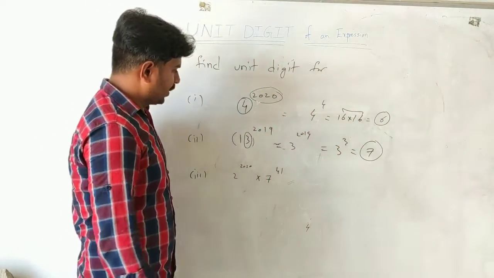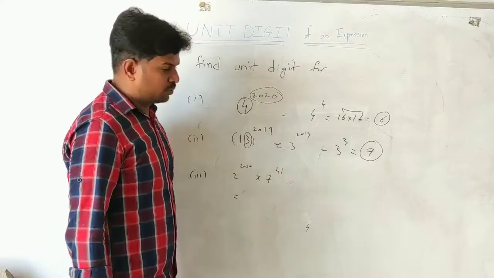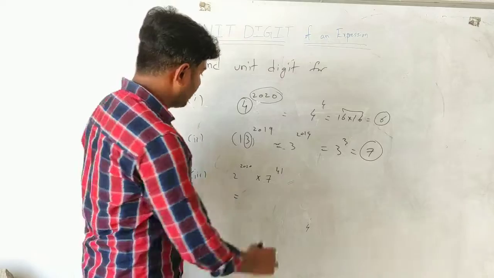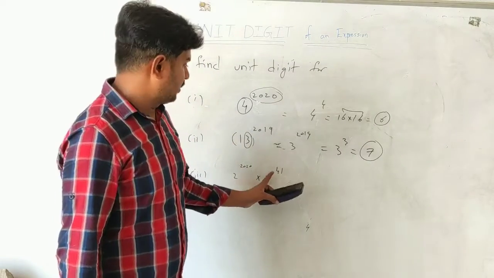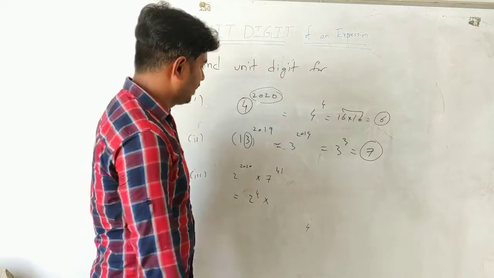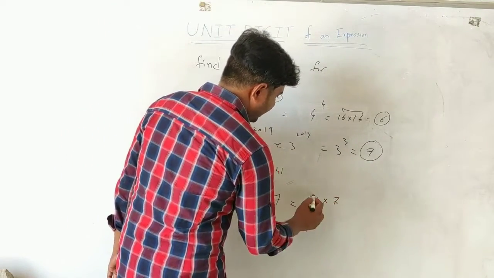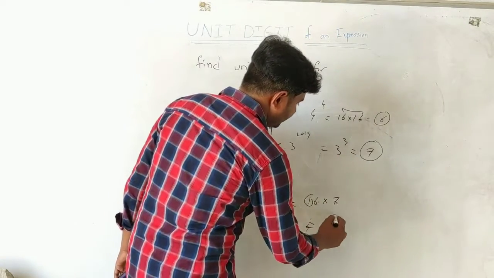The same is applicable for an expression. Here 2020 is divisible by 4, so the remainder is 0, giving 2 power 4. Then for the 7 power 41, if you divide 41 by 4, the remainder is 1, so it will be 7. It is nothing but 16 into 7. Again you require only the units digit: 6 sevens are 42, so the units digit is 2.